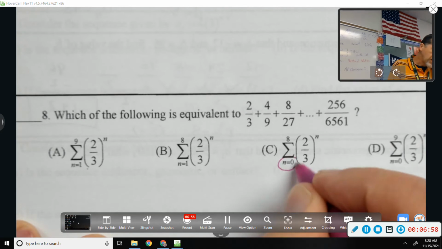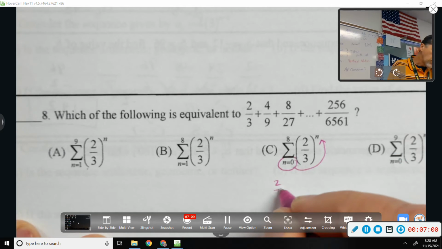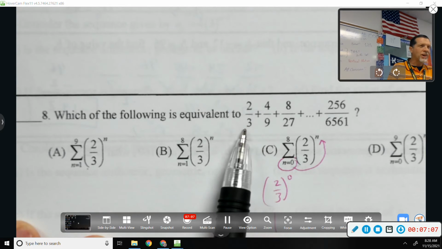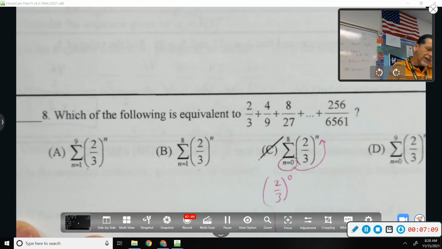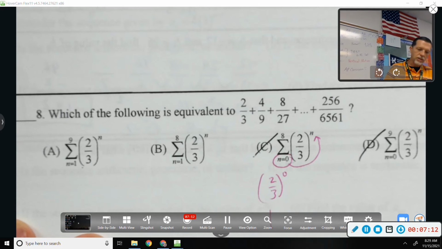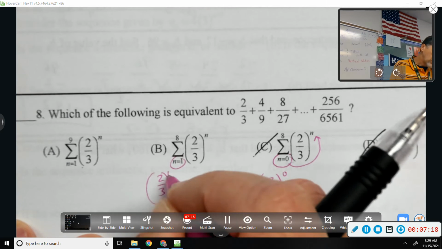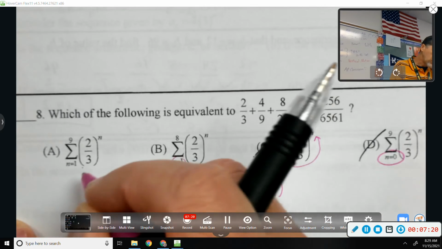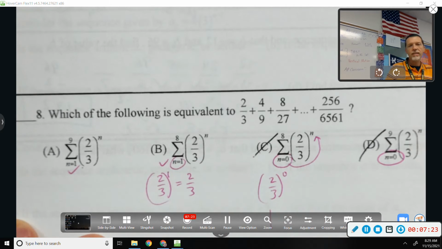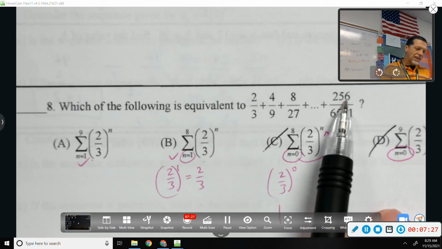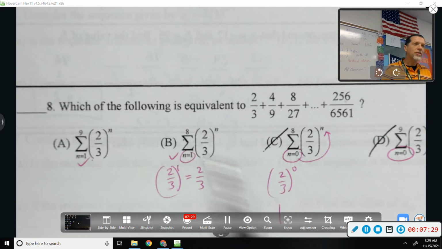If I plugged in n equals 0, what's 2/3 to the 0 power? 1. But this does not start with 1. Okay, we can cross those out. So we can cross that one out, and we can cross D out, because we're not starting with 0. We're starting with 1. Now, I would look at A. 2/3 to the 1 is 2/3. So n equals 1 is right. Now we just need to figure out how many terms there are. Are there 8 terms or 9 terms?